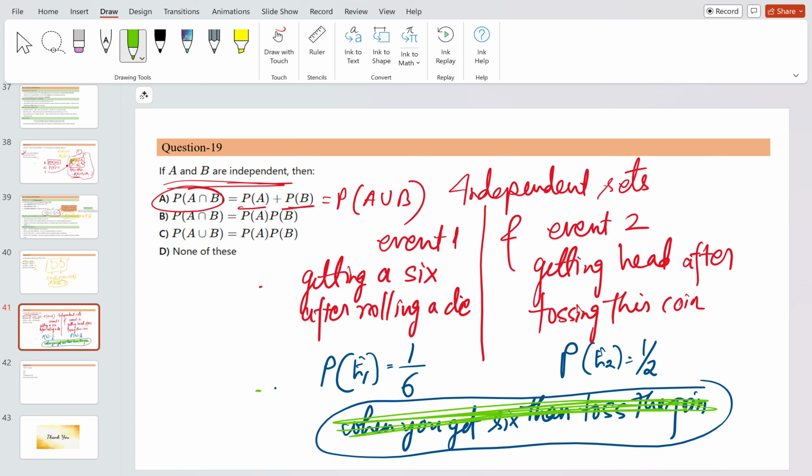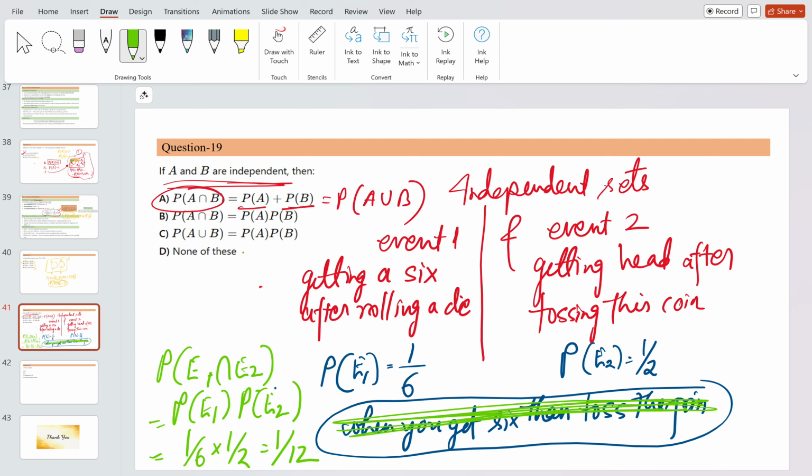Okay, so the probability of E1 intersection E2 is very separate. That will be equal to probability of E1 multiplied by probability of E2, which is 1 by 6 multiplied by 1 by 2. That is equal to 1 by 12. So the correct answer is option B.